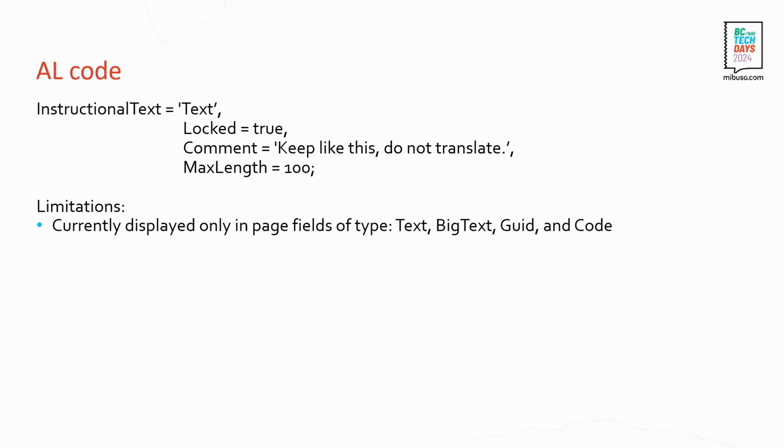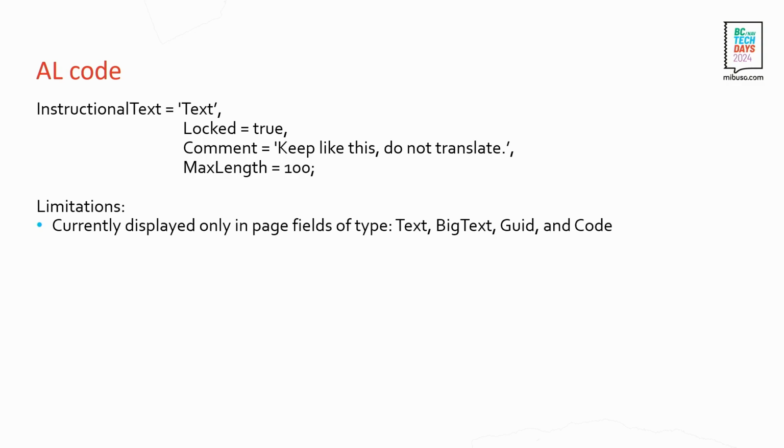Max length, again, is a guide for how long the instructional text should be, because it really starts losing value if it doesn't fit in the field. Because if you cannot see it, it's not helping you. It has to be concise, it has to be short, to the point. That's, again, why it's not a tooltip. It's very short and concise. It's mostly about the shape of the data.